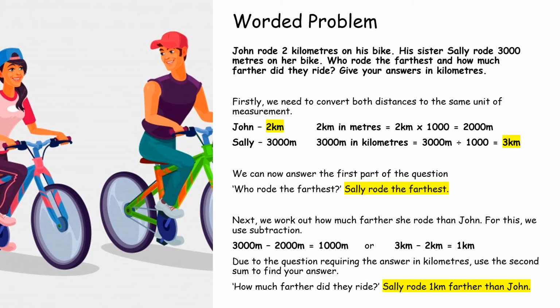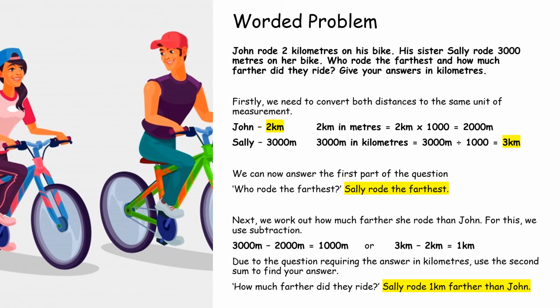So firstly, we need to convert both distances, so the 2 kilometres and the 3,000 metres, to the same unit of measurement. So you can decide whether you choose to convert them both to kilometres or both to metres. Because the question asks you for your answer in kilometres, I would recommend doing kilometres, but it's up to yourself. So to convert from kilometres to metres, you are multiplying by 1,000. 2 kilometres is 2,000 metres. And to go from metres to kilometres, we divide by 1,000. So 3,000 divided by 1,000 is 3 kilometres.